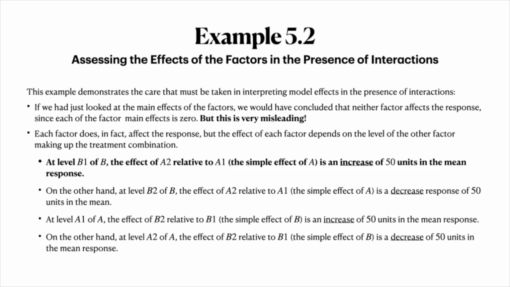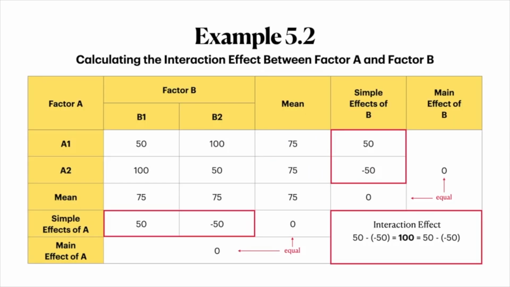And so this example demonstrates the care that must be taken in interpreting model effects in the presence of interactions. So let me just go back a few slides here and again point out that based on these treatment combination means, notice that the main effect of A is 0 and the main effect of B is 0.